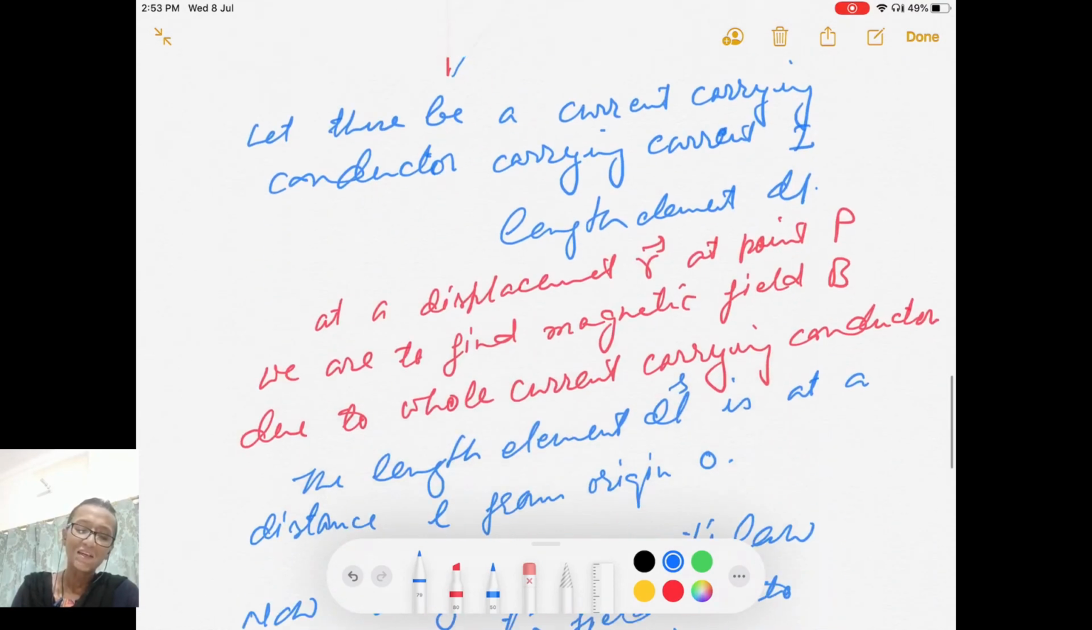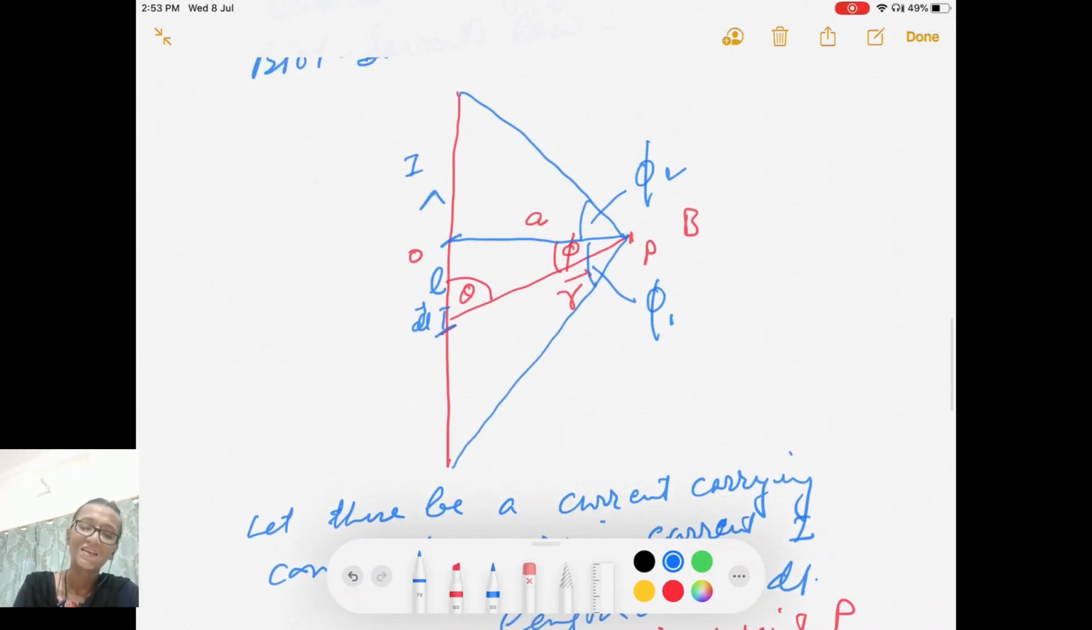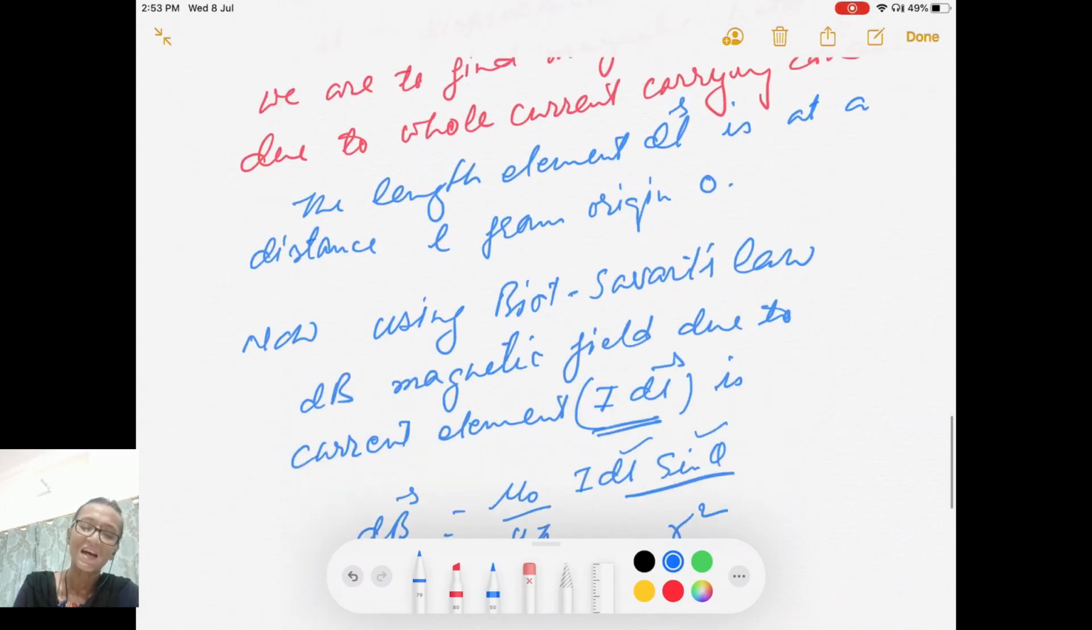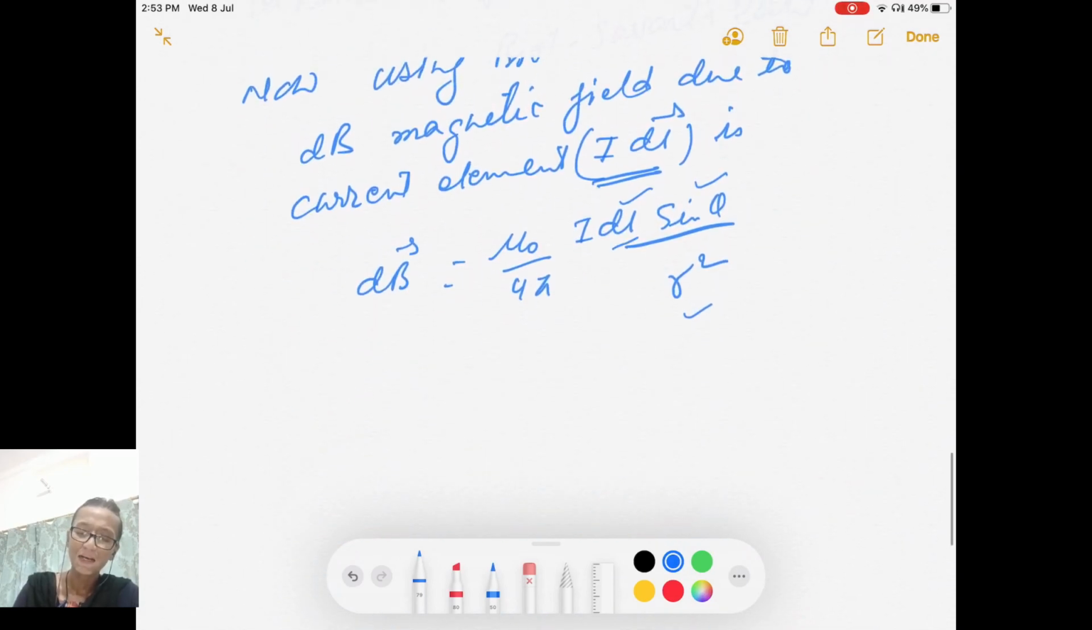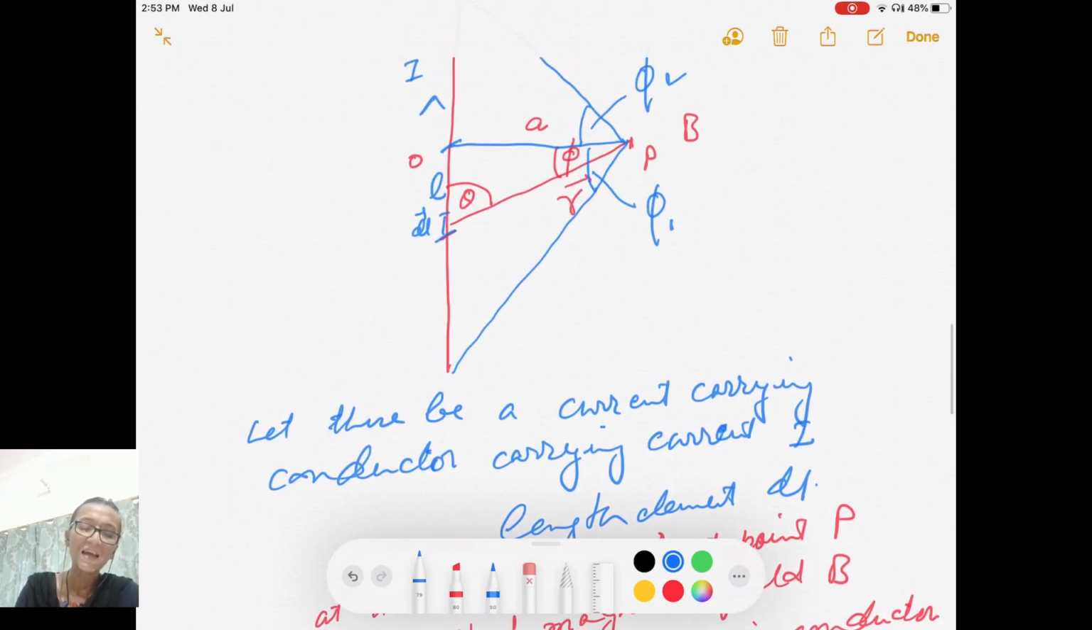Here theta is varying, L is also varying. So let me convert everything. This R also varies. As you go near the origin, R goes on reducing. As you go away from the origin, R goes on increasing. So let me convert this single variable thing into one term. Now, in which triangle?